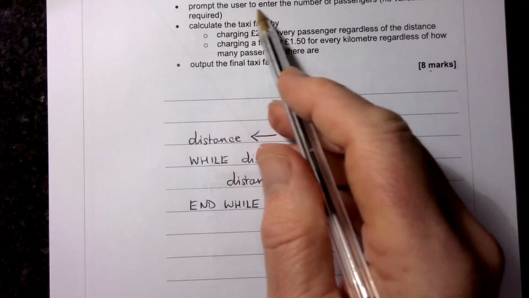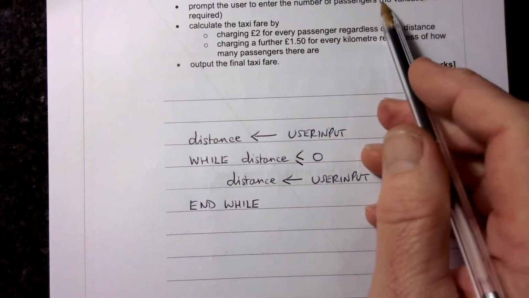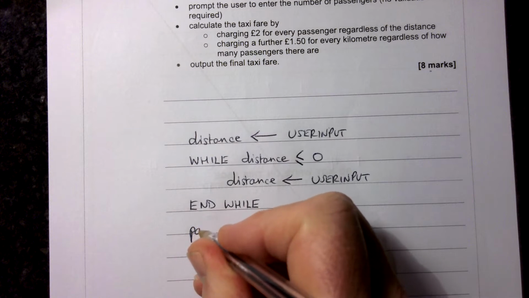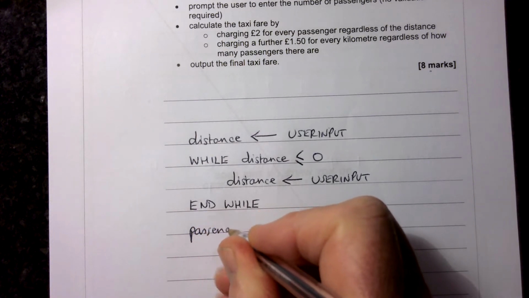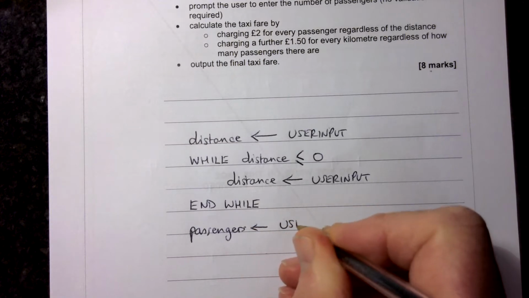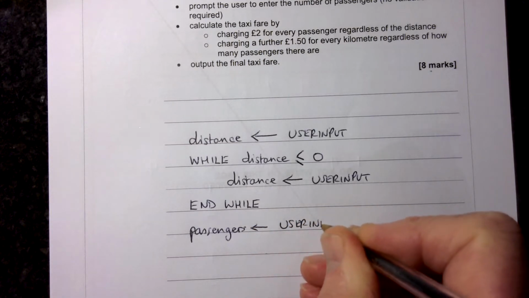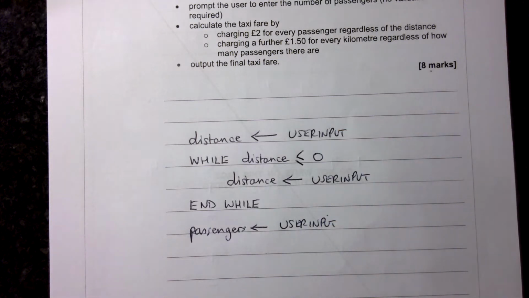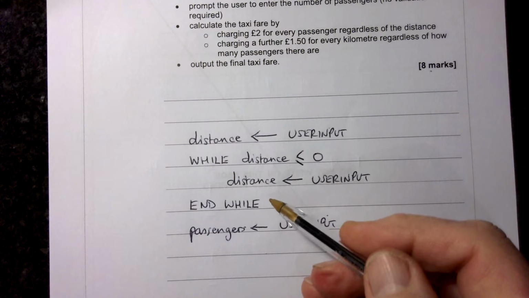Next, prompt the user to enter the number of passengers. No validation required, so we can just accept the number of passengers. Again, remember, if you simply get this and this somewhere in here, that's a couple of marks straight away out of the 8, even if you can't think of anything else to do.